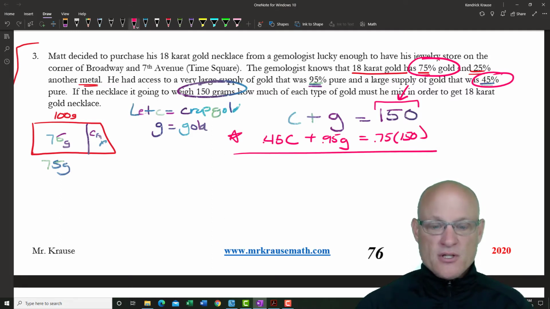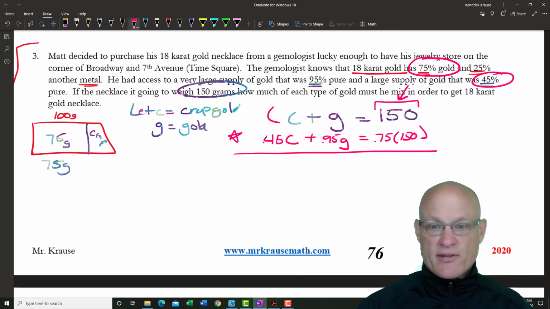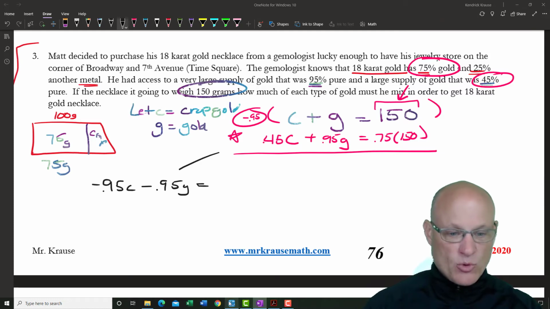All right. So I still have to do the exact same work. So I'm going to multiply this one by negative 0.45. Well, let's multiply by negative 0.95 just to stay consistent with my work here. Oops, I thought I changed pens. We're going to multiply by negative 0.95. So I'm going to bring it down here so it's not behind my head. So negative 0.95 crap minus 0.95 gold equals, now I got to grab my calculator and do 150.